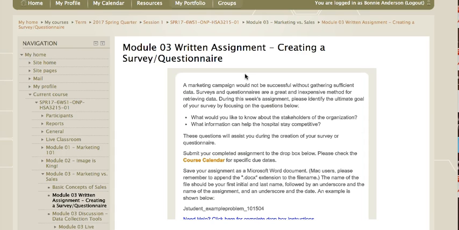During this week's assignment, you're going to identify your ultimate goal of the survey by focusing on the questions below. Number 1, what would you like to know about the stakeholders of the organization? What information can help the hospital stay competitive? Use these questions to create your survey. Now let's go to a couple of examples of previous papers that I received that I want to share with you.